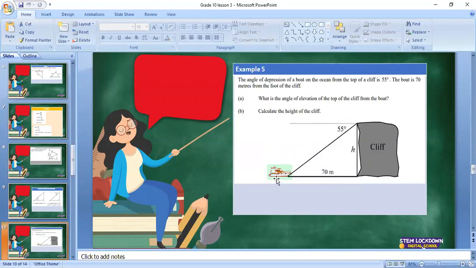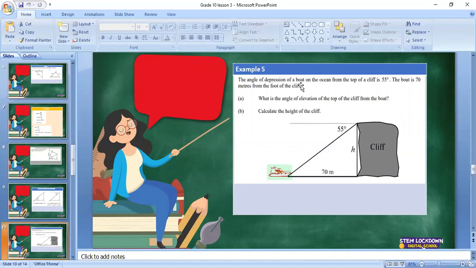Right. So now the angle of depression of the boat on the ocean, from where? From the top of the cliff. This is the cliff here. From the top, the angle of depression. So you draw your horizontal line like this, and then you draw a line that goes to the boat. You put your angle here, and that angle is the angle of depression. The angle is 55 degrees, so you put your 55 degrees here. You understand now?